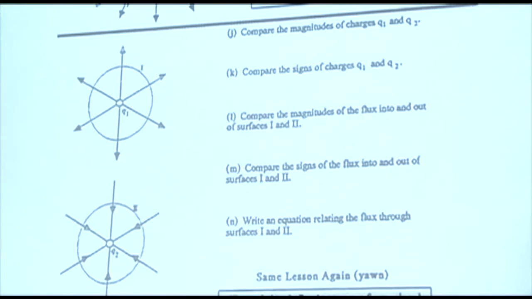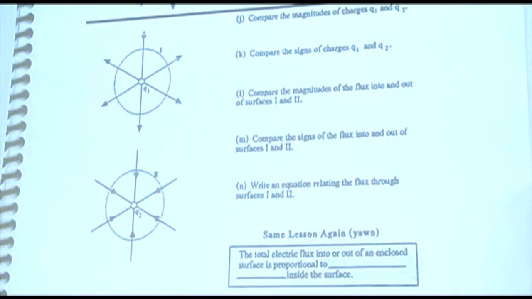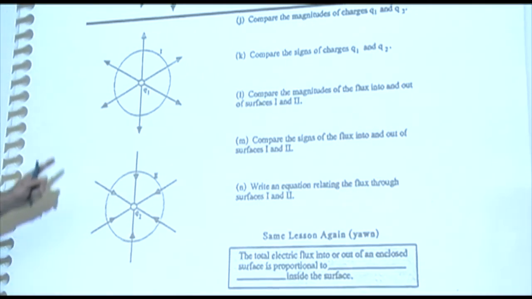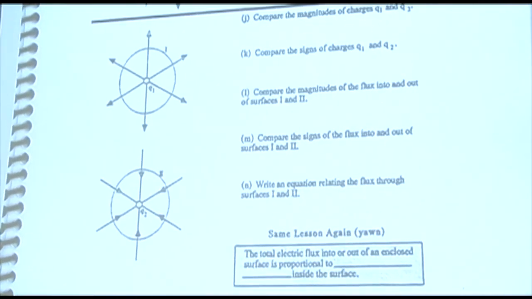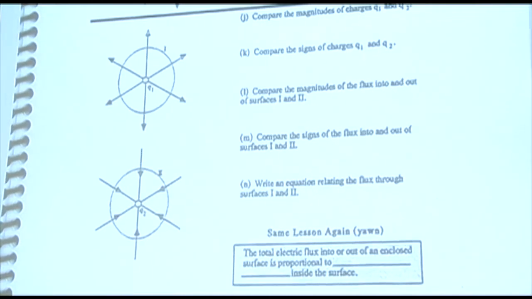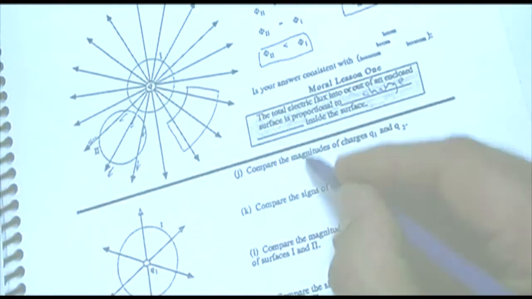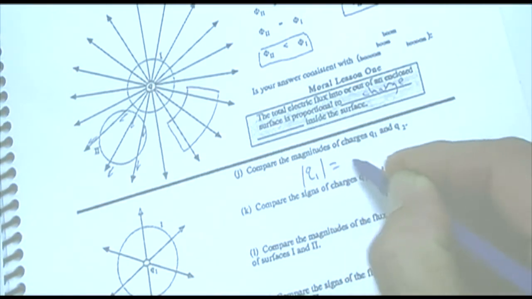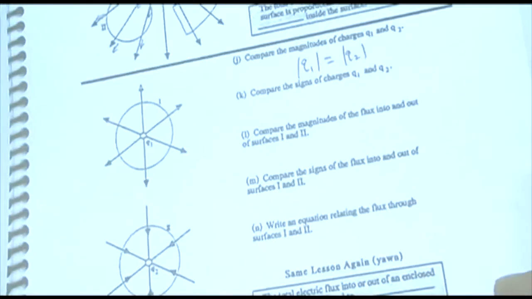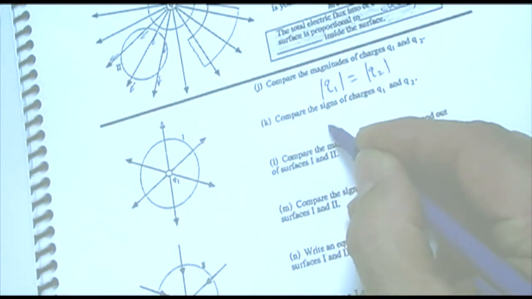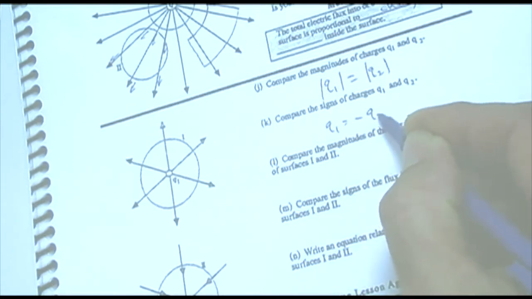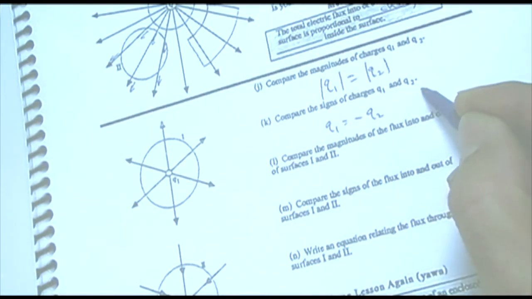Compare the magnitudes of Q1 and Q2 using these two drawings. Of Q1 and Q2, compare. They are the same, because the same number of lines originate or terminate on them. How do the signs compare? Right. Which one's positive?